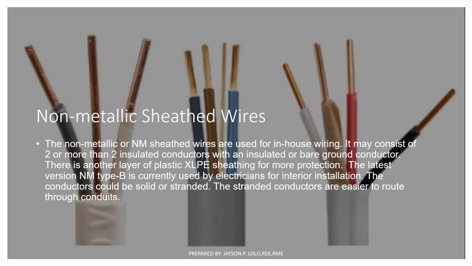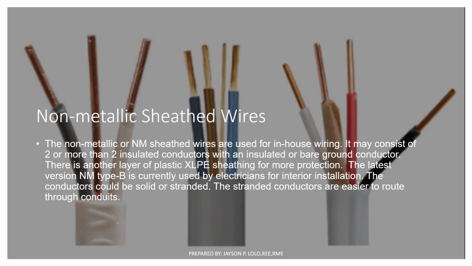Now, the non-metallic sheeted wires. So you have also non-metallic sheeted wires. The non-metallic or NM sheeted wires are used for in-house wiring. It may consist of two or more insulated conductors with insulated or bare ground conductors. As you can see in the picture below, they are sheeted wires, but they already have three or more wires. So we have three wires in one sheeted wire.